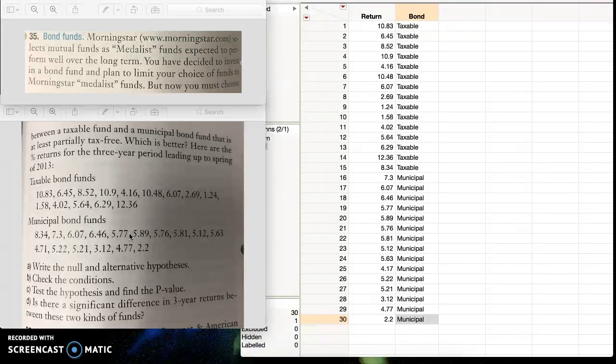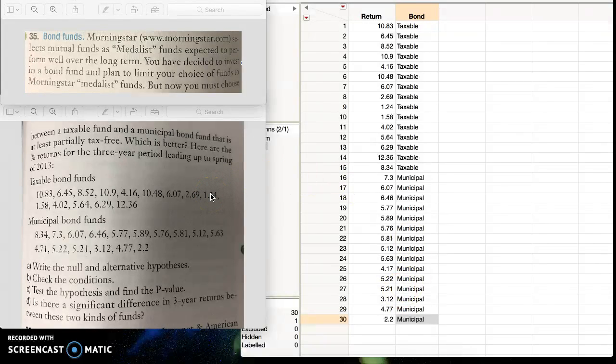over the long term. You've decided to invest in a bond fund and plan to limit your choice of funds to Morningstar medalist funds. But now you have to choose between the taxable fund and a municipal bond fund that is at least partially tax-free, which is better. Here are the returns for the 3-year period leading up to the spring of 2013. Here's our taxable bond funds data, which is right here, and then our municipal bond funds, which is right here.